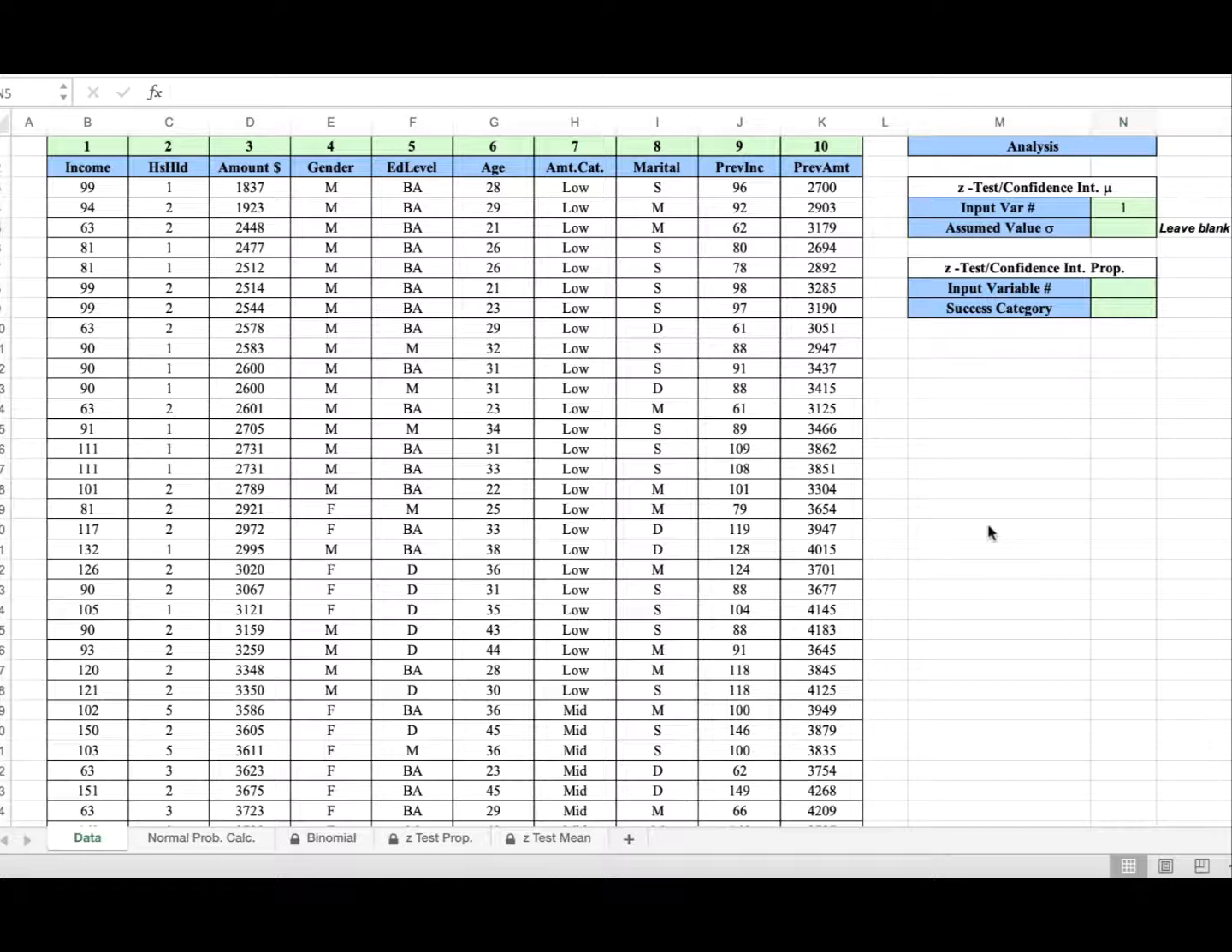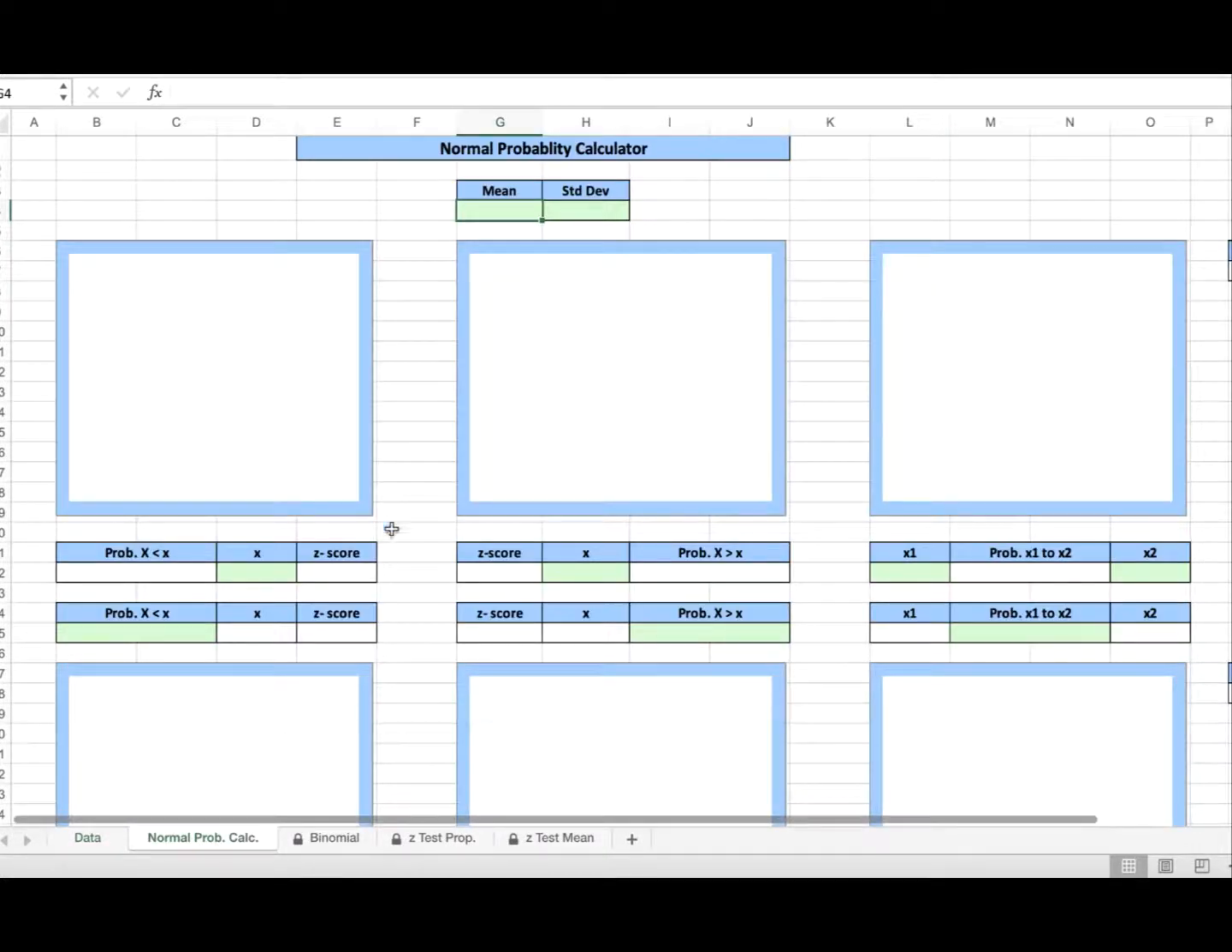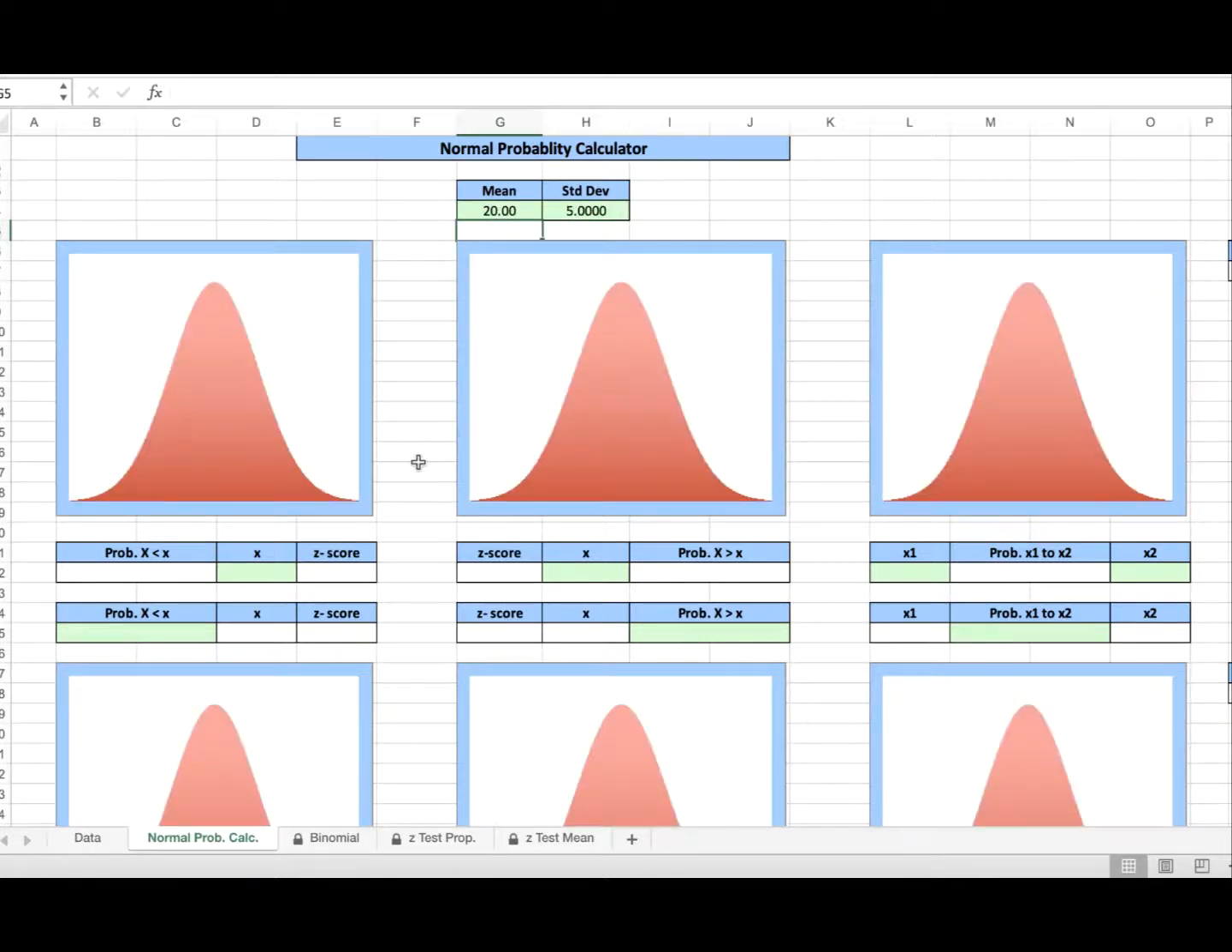Let's go to our Excel tool now to practice using the normal probability calculator. Begin by tapping the Worksheet tab for the calculator. Now let's consider that simple example. Let's assume we have a normally distributed random variable with a mean of 20 and a standard deviation of 5. We'd like to know the probability that this variable will have a value less than 15.